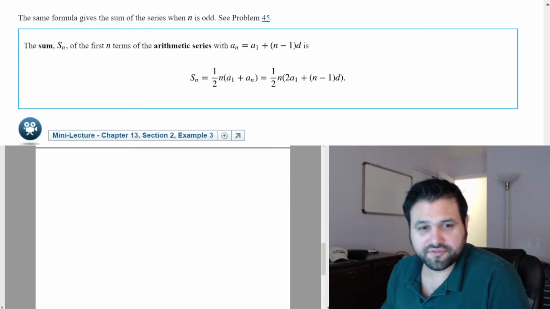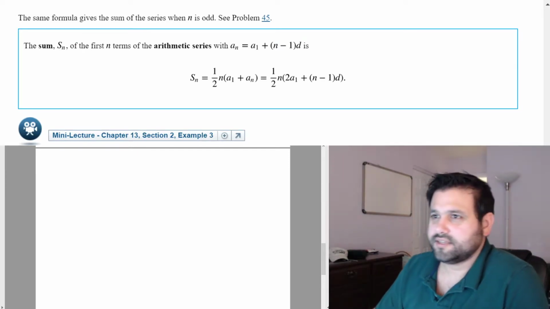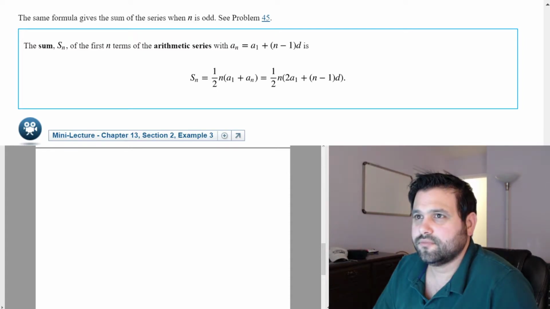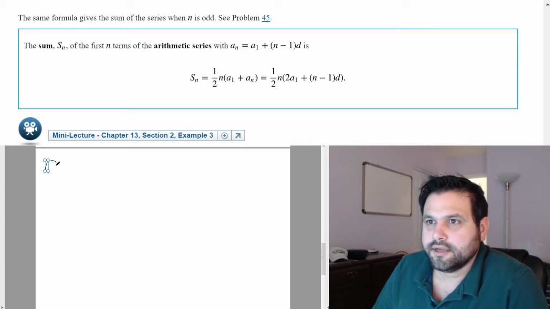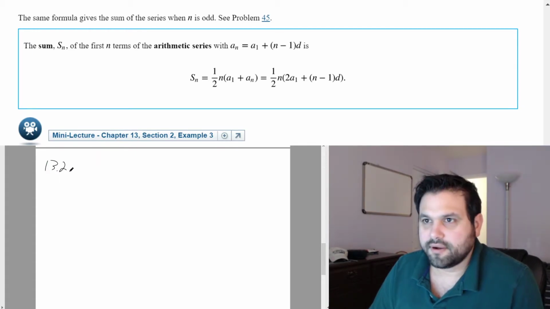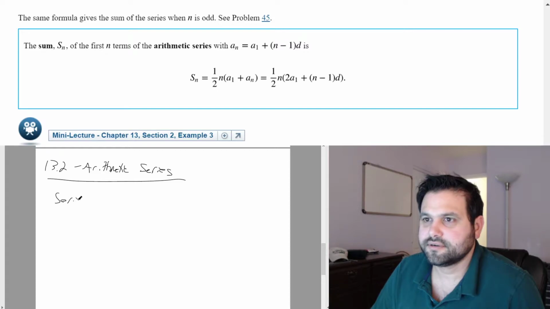So for this formula, it gives it in two different ways. One of them looks a lot more confusing than the other, so why use that one? Let's go with the easy one. So we're talking about arithmetic series, which, remember, a series is the sum of a sequence.